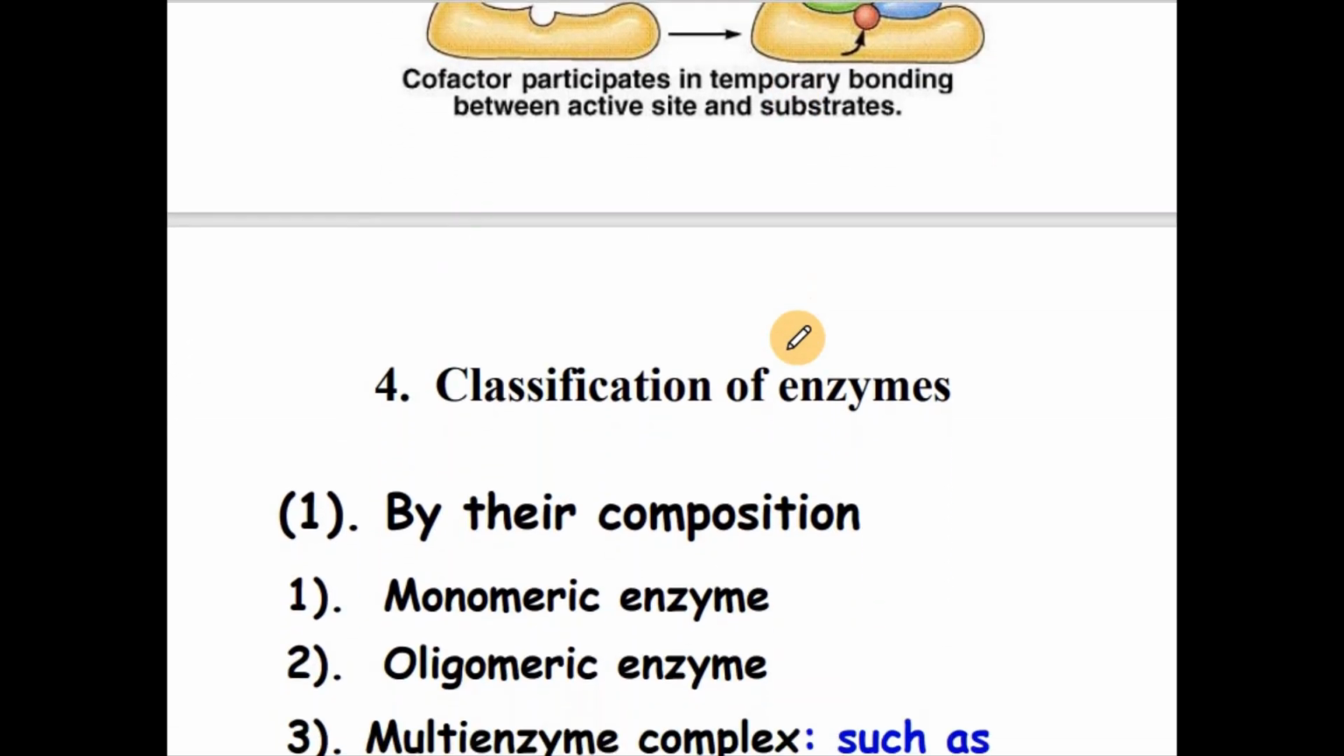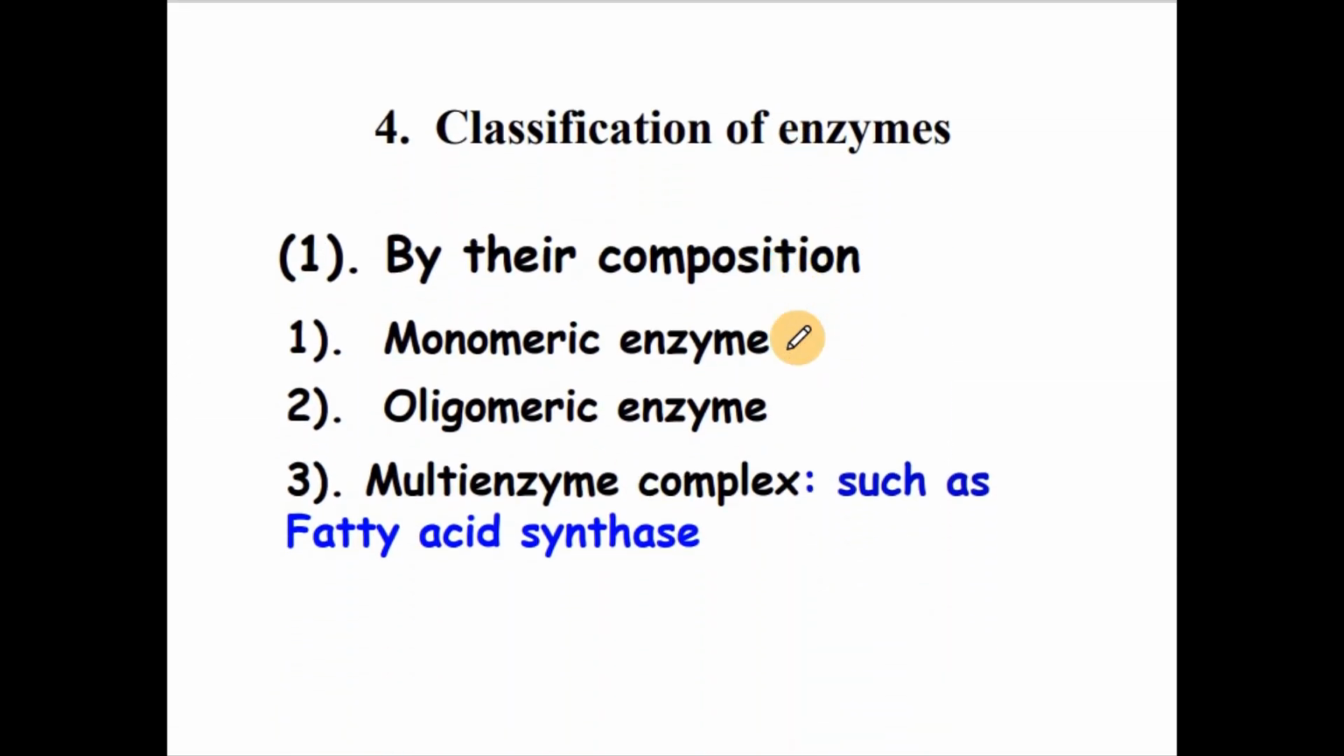Now let's look at how enzymes are classified. You can classify enzymes by their composition. By their composition, you can have enzymes as monomeric. If the enzyme is just made of one protein, we call it a monomeric enzyme. If it is made of a few proteins, let's say 1, 2, 3, then we call it an oligomeric enzyme. But if the enzyme is made of several subunits, that is several protein units, then we call it a multimeric enzyme.